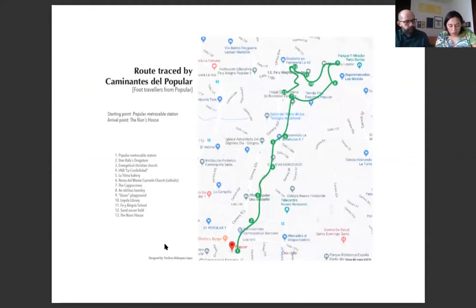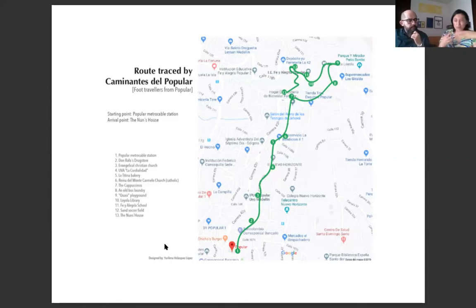So there were some experiences in this neighborhood, Santo Domingo Sabio, and also Popular. This is the other neighborhood that is near to Santo Domingo. And the image is about the route traced by Caminantes del Popular. This was an exercise with the people to make their own patrimonial routes, proper routes.